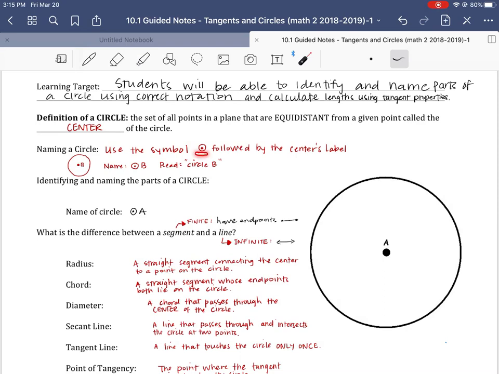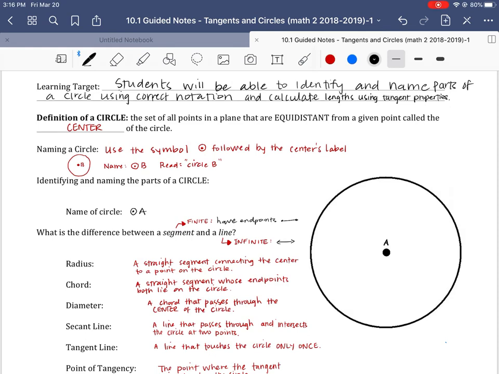Naming a circle, we use the symbol that's shown right here. It just looks like a mini circle, and we follow it by whatever the center's label is. So for example, in this diagram right here, we have circle B. So we would name it as circle B, and we would read it as circle B. Now, the diagram off to the right, this larger circle, if we were to name this one, we would name it circle A, because its center is named A. So that's how we will distinguish between the different circles that are given.